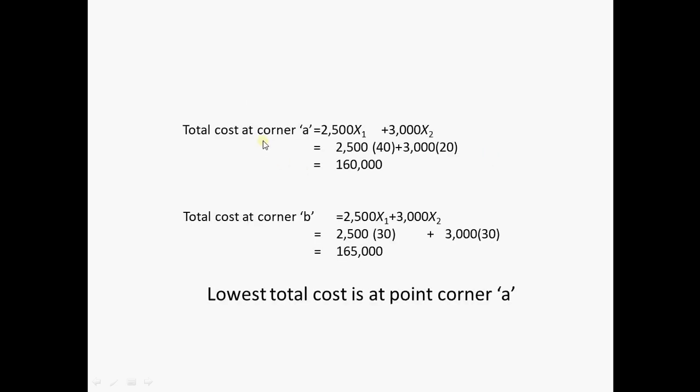Okay, fine. Now total cost at corner A is something like 1,60,000. At B is 1,65,000. Because at A, x1 is this much, x2 is this much. At B, x1 is this much, x2 is this much. Now as the objective is minimization, the lowest total cost is at corner A. Corner A means this one. Then your answer is x1 is this much and x2 is this much.